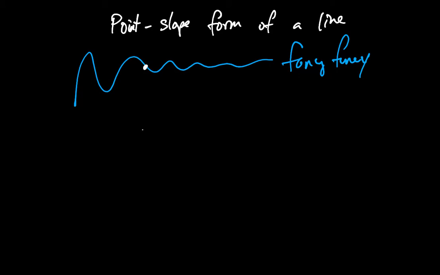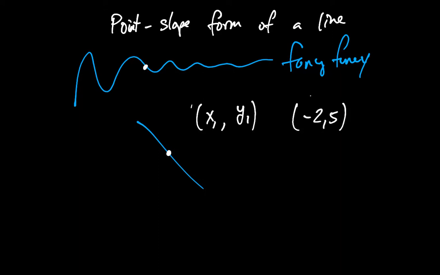So I'm going to zoom in and it looks like a line. Fantastic. And the point that I'm zoomed in on is, let's say, x1 comma y1. Really, this could be something like -2, 5, where -2 is x1 and 5 is y1. But I'm going to talk generally like x1, y1. Okay, and we can look at this point. We know exactly what this point is because we're zooming in on that point.